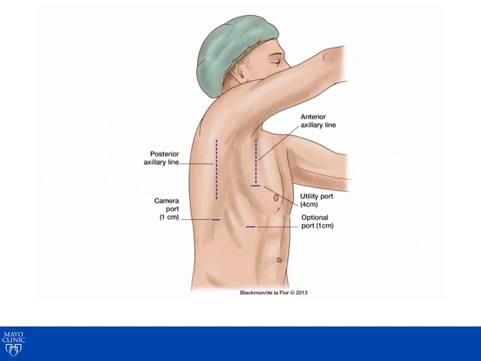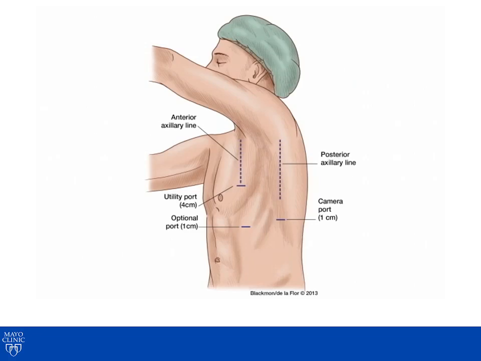one port in the anterior axillary line in the 4th to 5th intercostal space, which is approximately 3 centimeters in length and is the utility port, an additional 1 centimeter posterior port in the posterior axillary line in the 7th to 8th intercostal space, and then an optional port which can be created in the anterior axillary line in the 6th to 7th intercostal space. The 3 ports that are illustrated in this technique again can be used for any right-sided thoracoscopic lung resection.